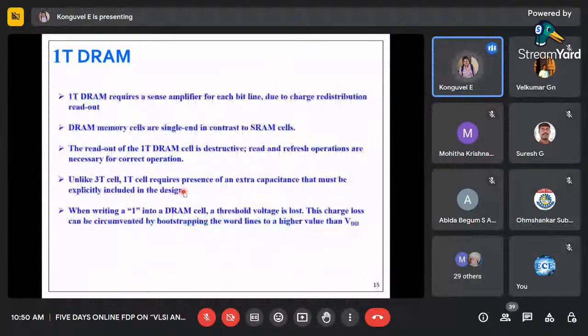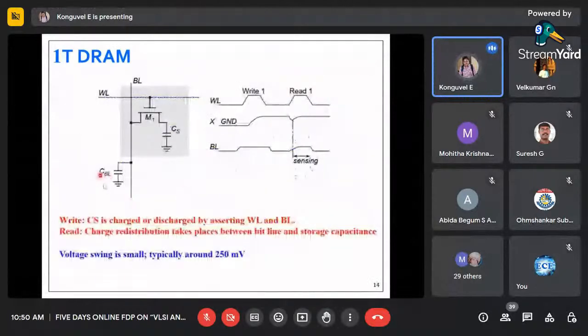Unlike the 3T cell, the 1T cell requires the presence of extra capacitance that must be explicitly included in the design. See, the bit line capacitance is there to drain out the hanging bit line after passing the value to the cell, or after taking the value from the cell.